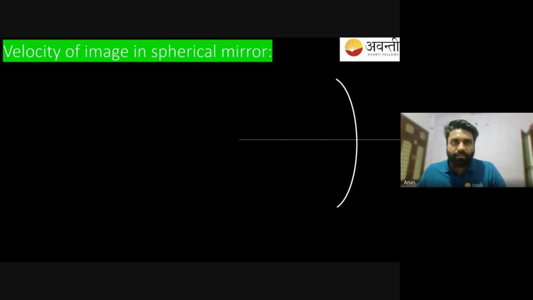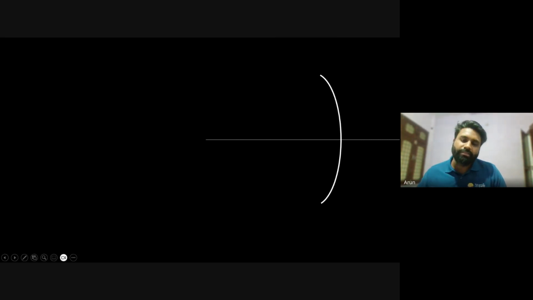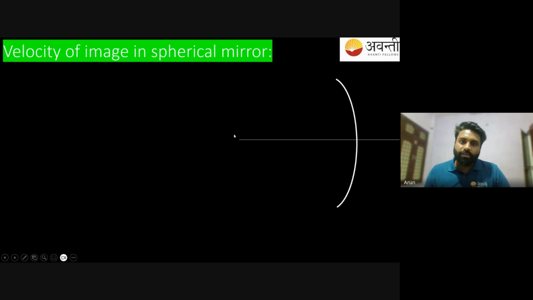Now, the velocity of image in spherical mirror. We have done this with the plane mirror, I must say. So the last case that we have here is this. Just a second. Yeah, so we have here the object.